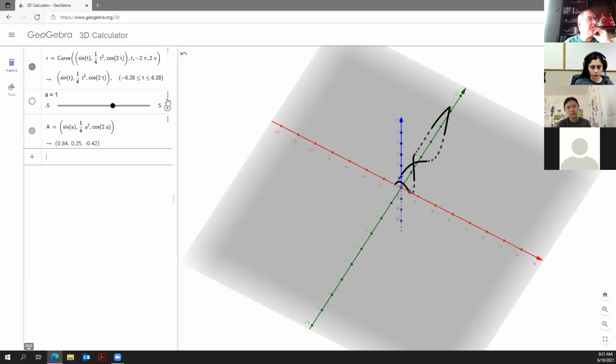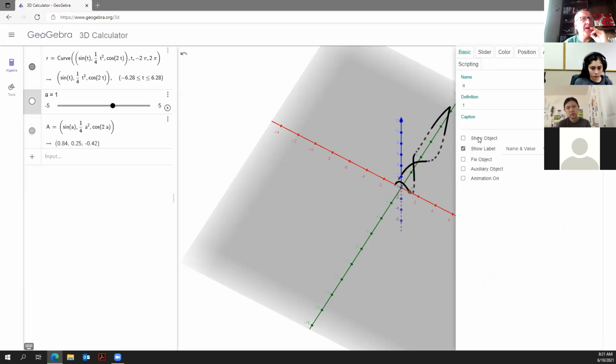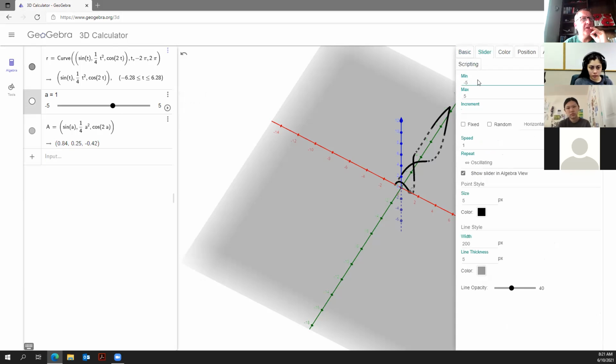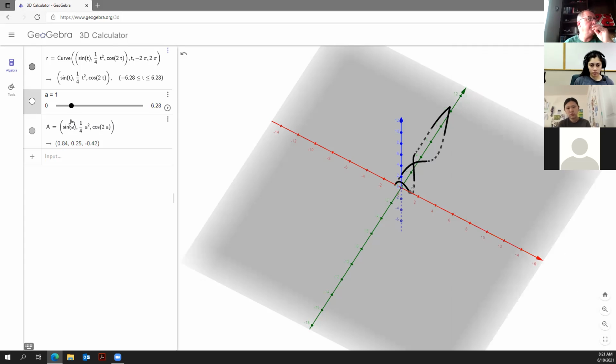And the other thing I want to do is, to start with, set this to work from 0 to 2 pi so I can just watch the direction it's going. I want to watch it grow from 0 to 2 pi. I think that just did it.